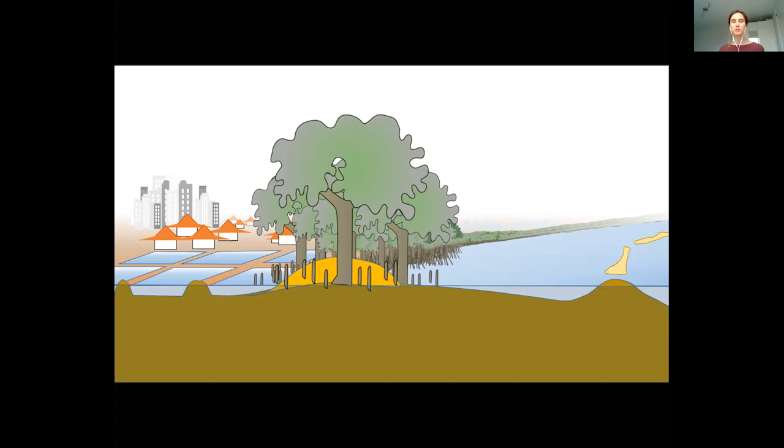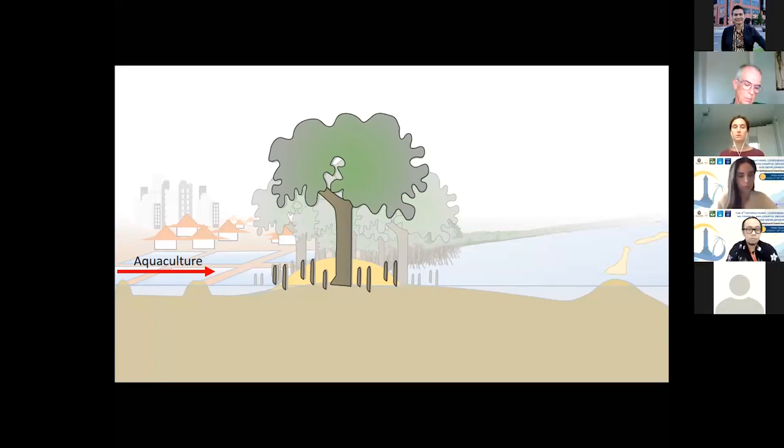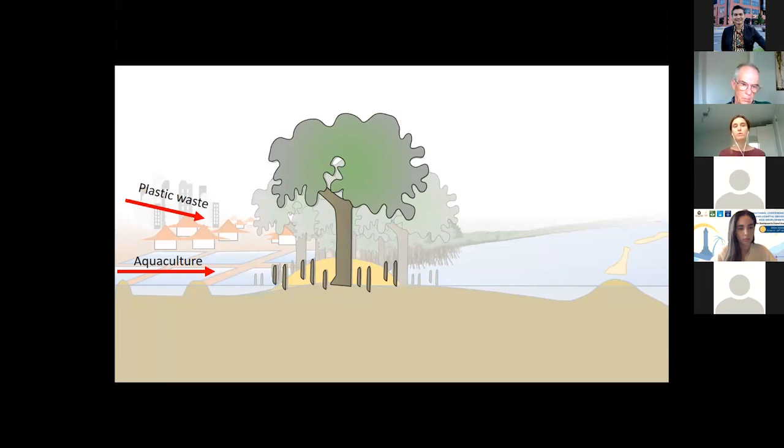So there are many potential stressors that could affect these mangroves once you have them in place. I've been looking into a couple of these stressors. Of course, there's the aquaculture itself, the land conversion that diminished the mangrove cover in the first place. Then there is a lot of plastic waste from all the cities, the villages, all the rivers that enter the area. And whenever we go into the mangrove forest, there's lots and lots of plastic.